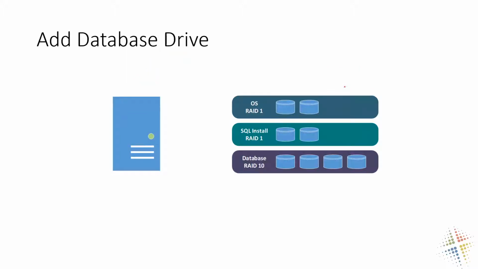Now, a little bit later on, you start realizing that your database needs some additional capacity, maybe some additional performance, and maybe additional redundancy. And so what you do is you add a separate database drive. So you still have your OS drive, say this is your C drive, and you have your SQL install, maybe this is your D drive. And what you did is you went ahead and you created a separate set of disks specifically to host the databases for your SQL. So maybe this is the E drive.